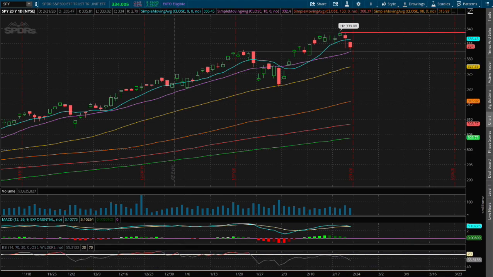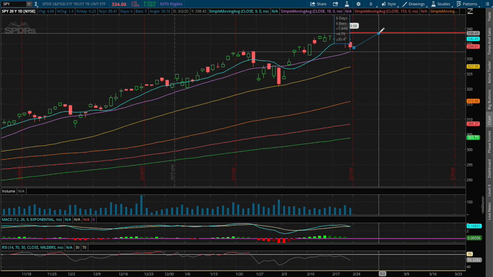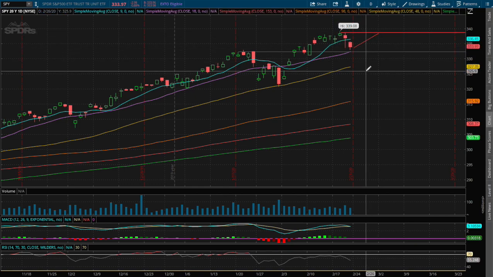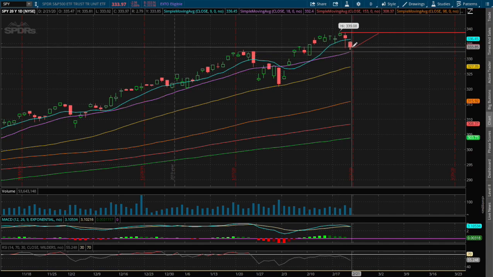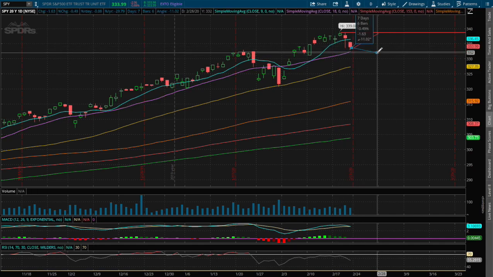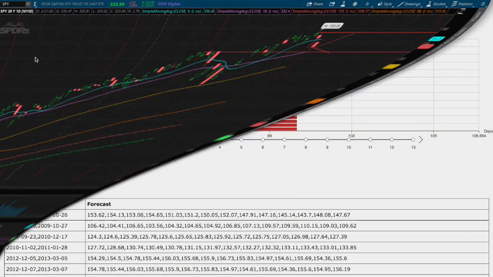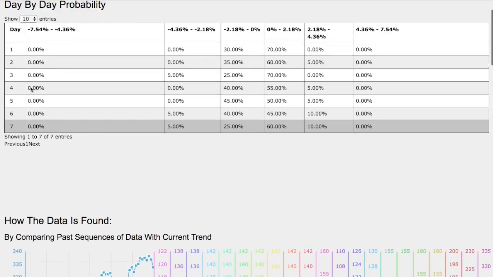So if we were to move up higher, that price movement is roughly around 1.4% to the upside. And if we were to rest on the 18-day moving average support, that will be around 50 basis points to the downside. So back to the day-by-day probability model.